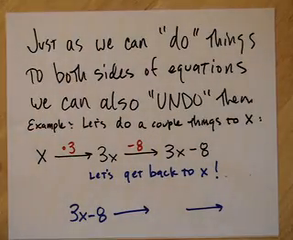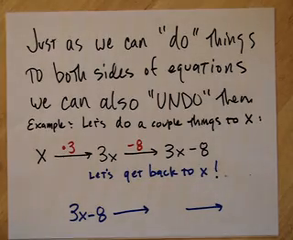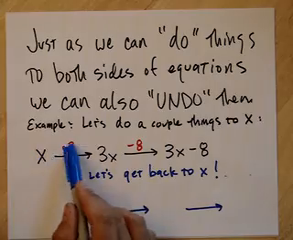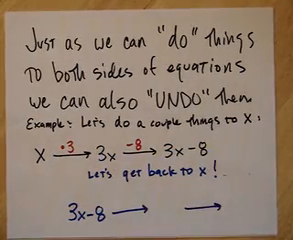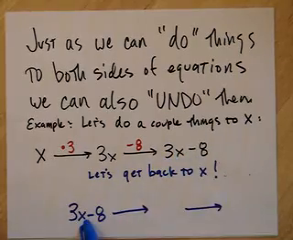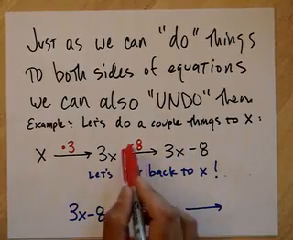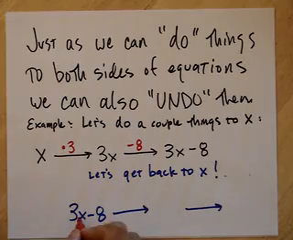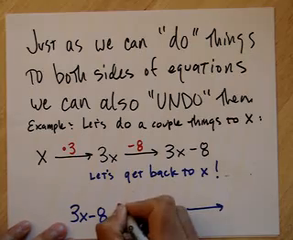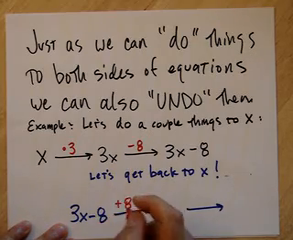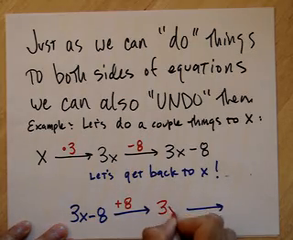Just as we can do things on both sides of the equation, we can undo things. For example, if I start out with x and multiply by 3, I end up with 3x. Then I subtract 8, and I end up with 3x minus 8. Suppose I wanted to start with 3x minus 8 and reverse that. I want to undo this negative 8. To undo that minus 8, I can just add 8. If I add 8, it undoes that, and I end up with just 3x.